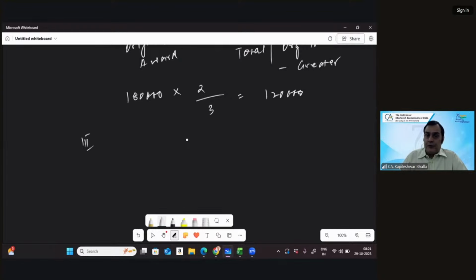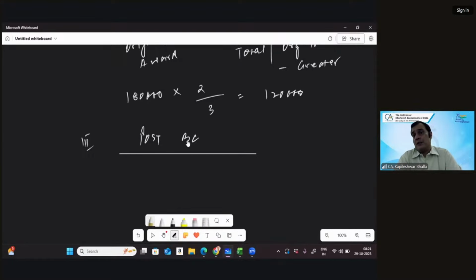Now in step number 3, you need to organize the portion which relates to the post-business combination. Now the portion which relates to the post-business combination is going to be accounted as per Ind AS 102.